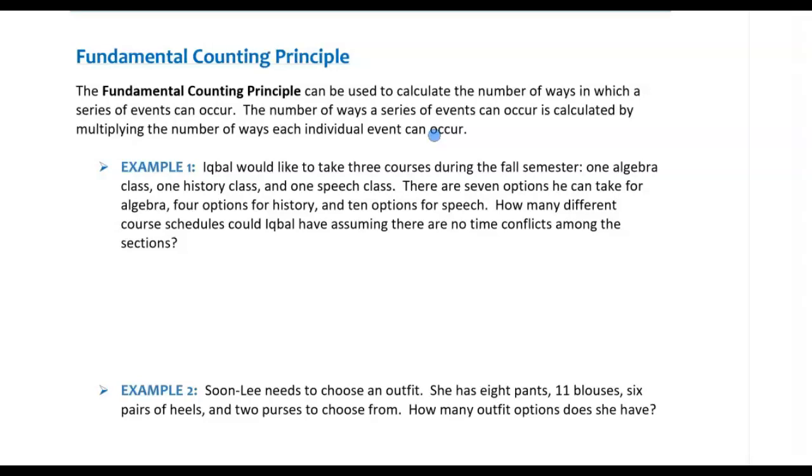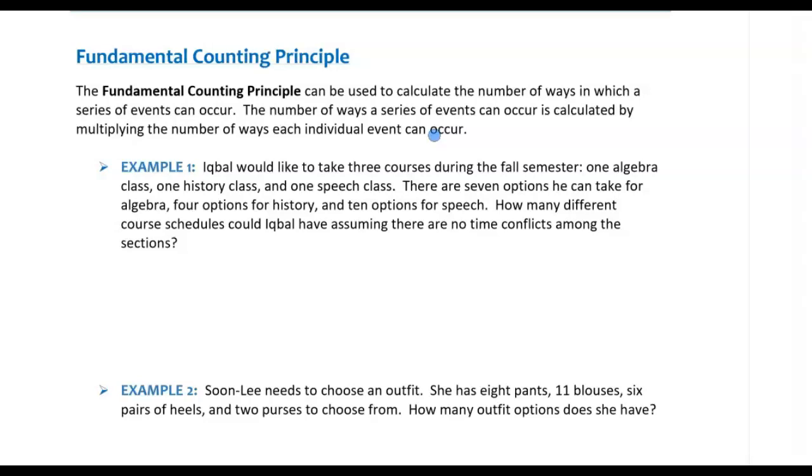Fundamental Counting Principle. The Fundamental Counting Principle can be used to calculate the number of ways in which a series of events can occur. The number of ways a series of events can occur is calculated by multiplying the number of ways each individual event can occur.